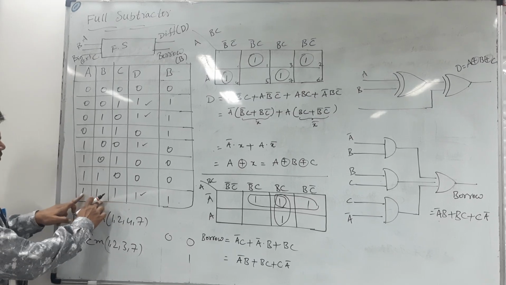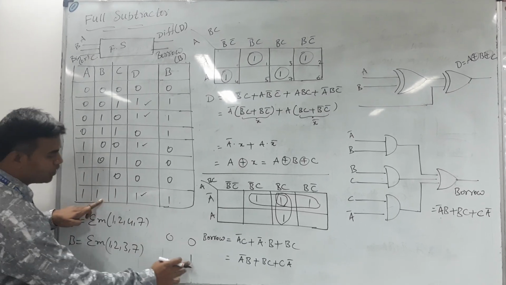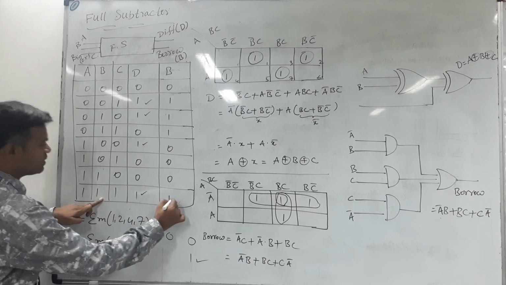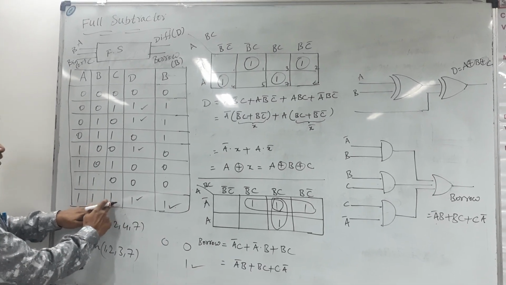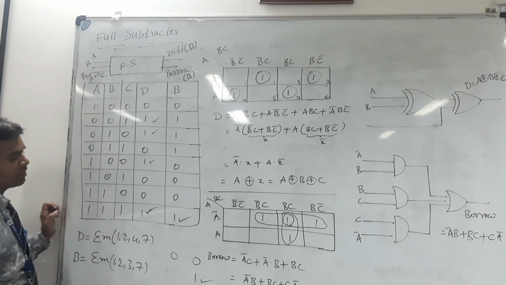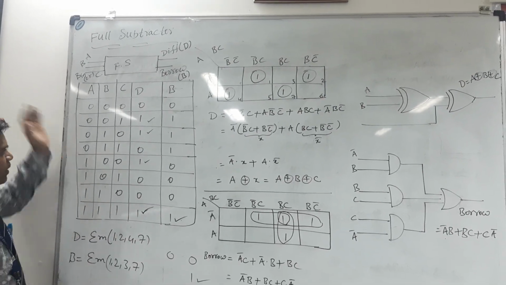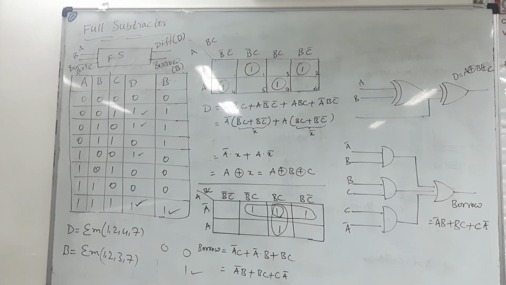So the previous difference is 0. 0 minus 1, subtraction is not possible, that's why you take a borrow. This borrow is 1. Next, what is the difference between 0 and 1? The difference is 1, that's why in the difference column you write 1. In this fashion, try to fill the truth table for the full subtractor.